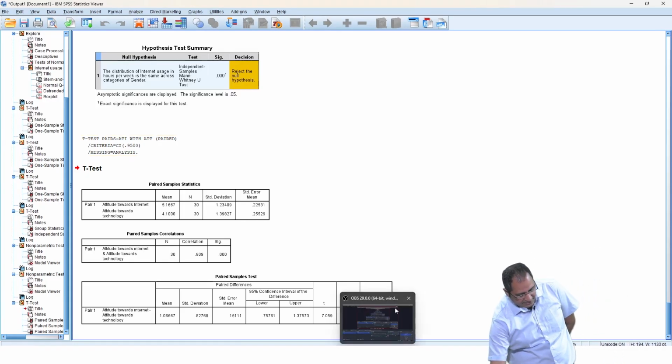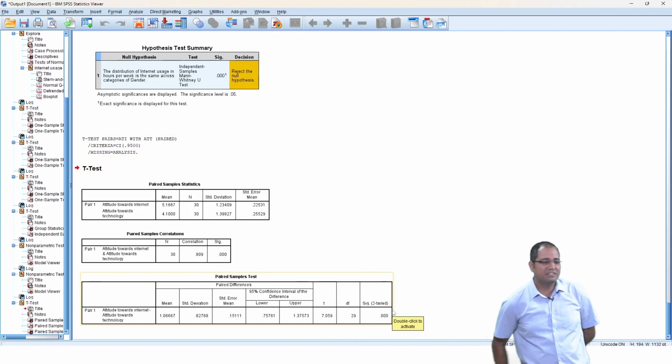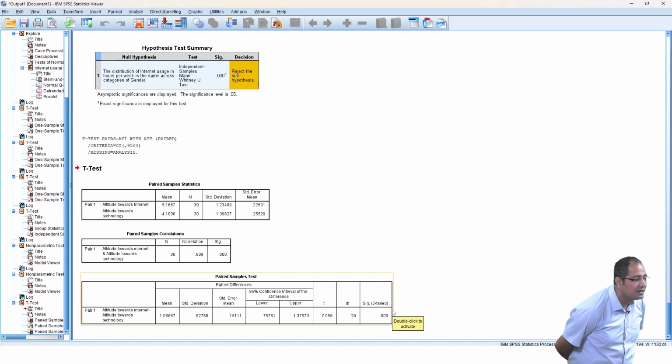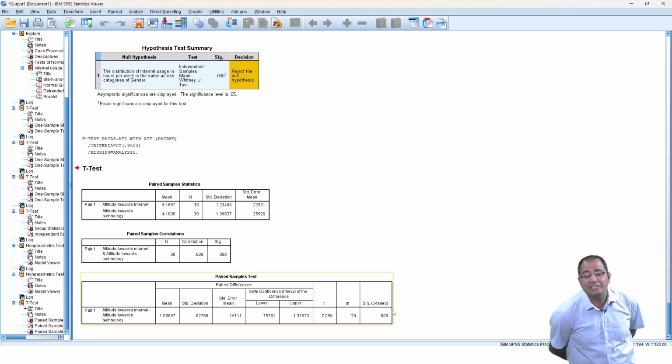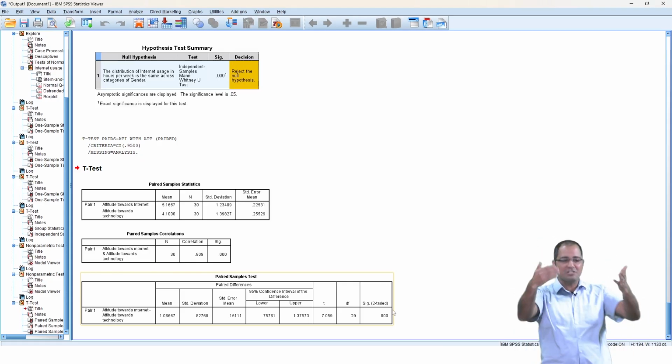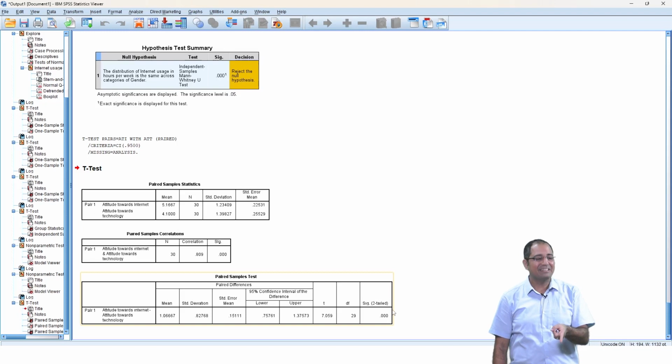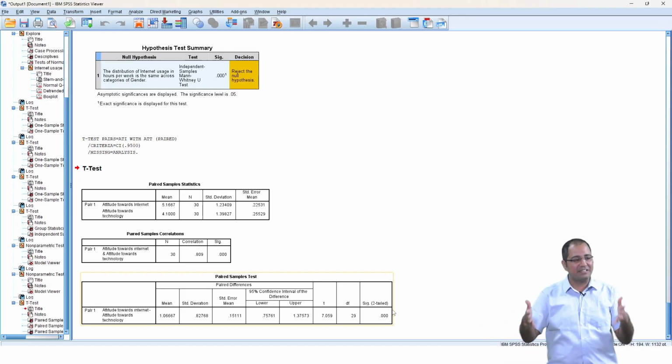you are getting a significant value less than 0.05. So what is the null hypothesis in the background? That there is no difference for the respondents on the two variables and in the population. You are inferring about the population using this sample. You are getting the null hypothesis rejected, which means there is some mean difference between the two variables for the respondents, which means their attitude toward technology and internet is significantly different.